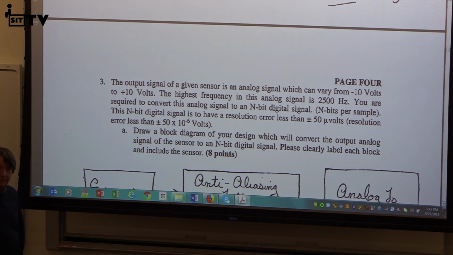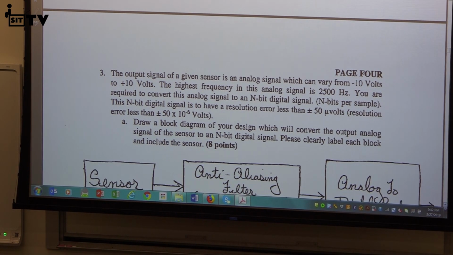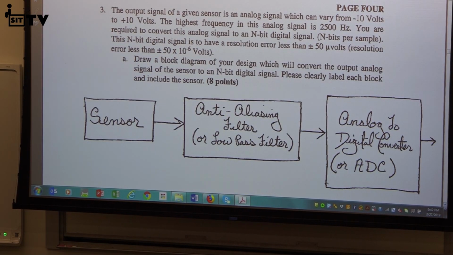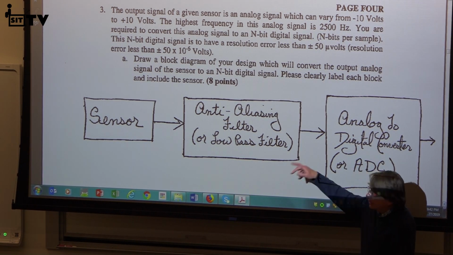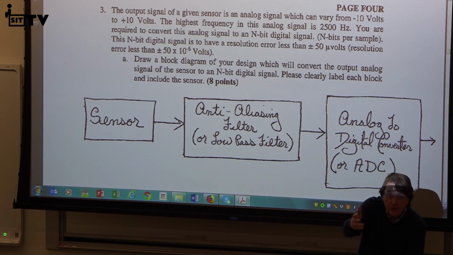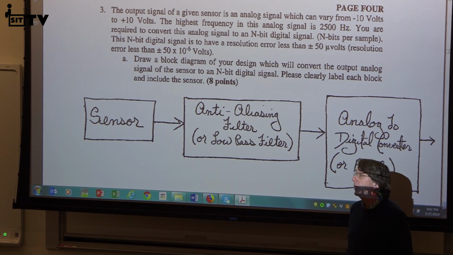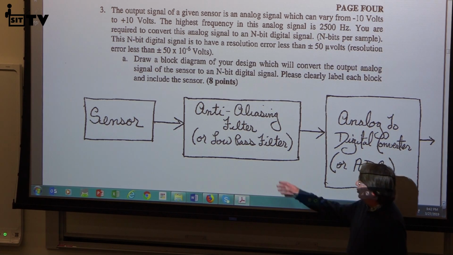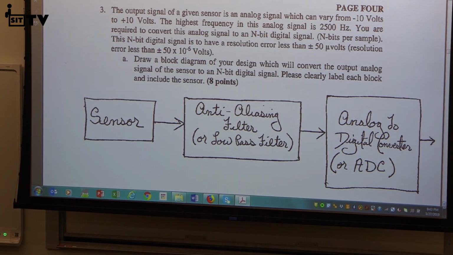Draw a block diagram. This is the bare minimum I would need to see. Hopefully you're comfortable that we would not connect the sensor right to the A to D converter because there's noise, and I don't know the highest frequency in the noise. So I have to put a low-pass filter to get rid of the noise. You can call it a low-pass filter, or you can charge more for the filter if you call it anti-aliasing. So call it an anti-aliasing filter.